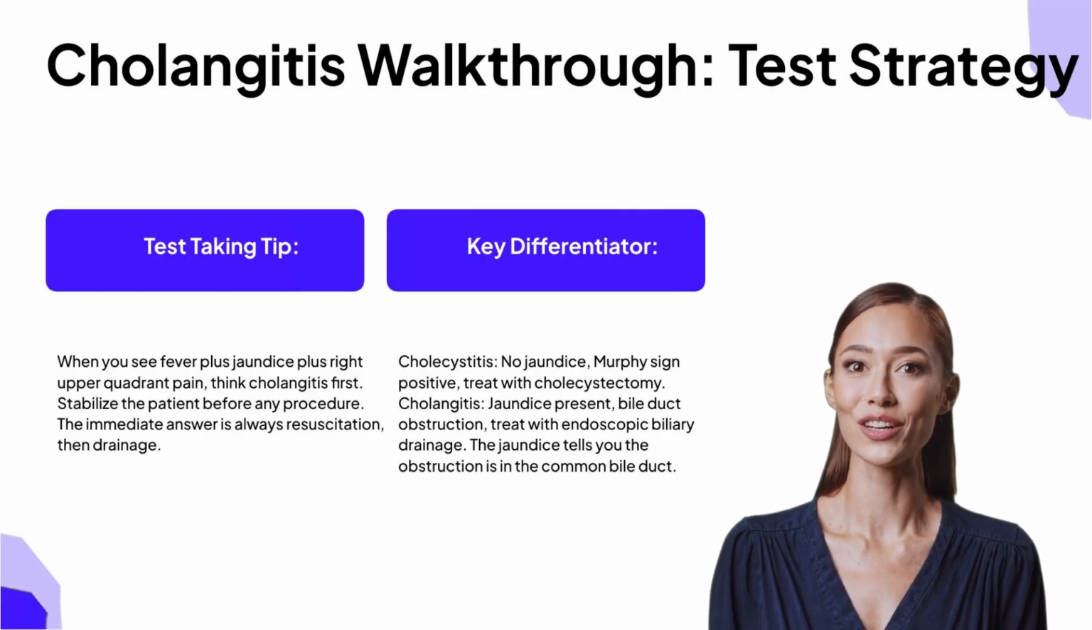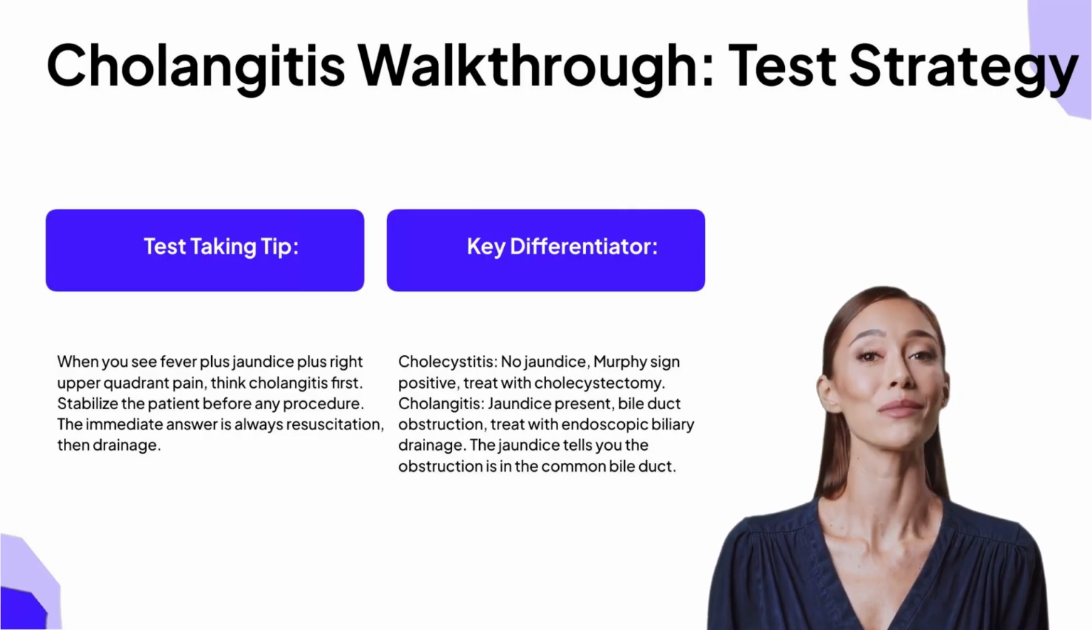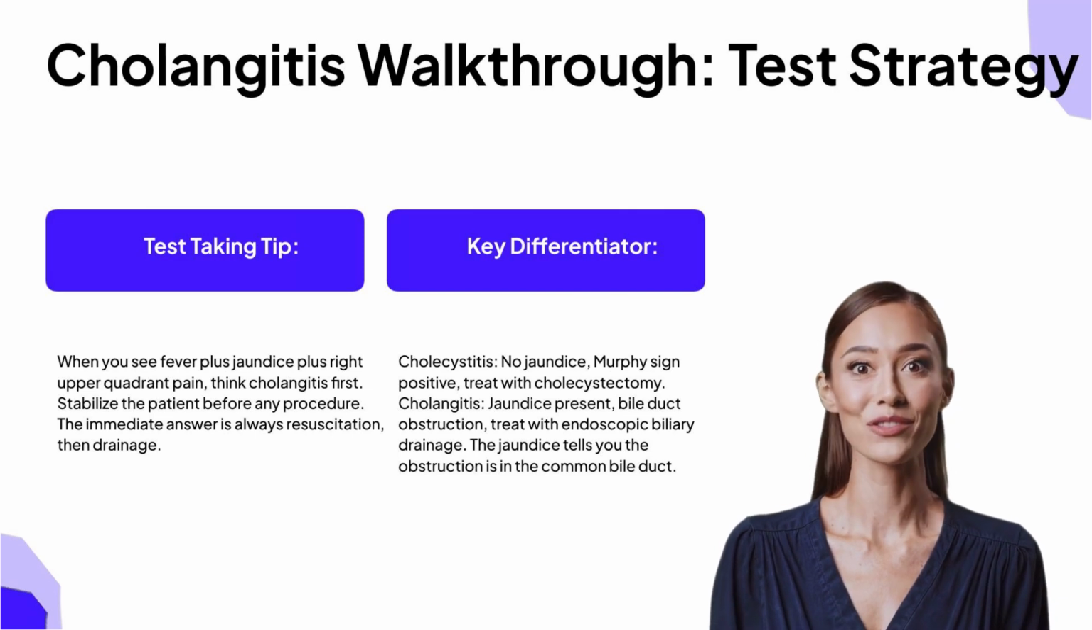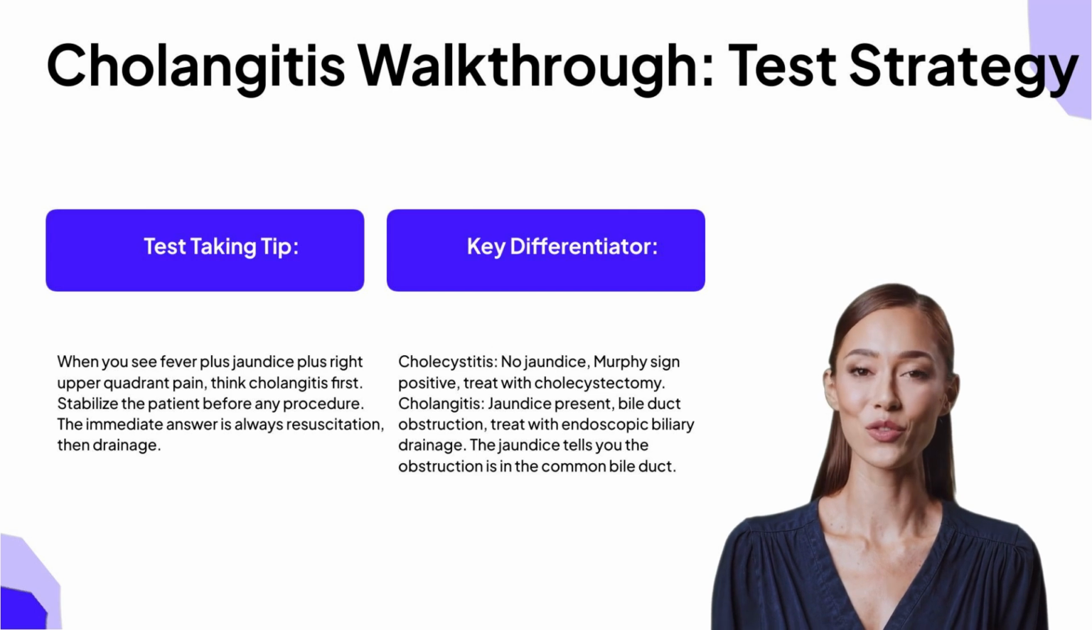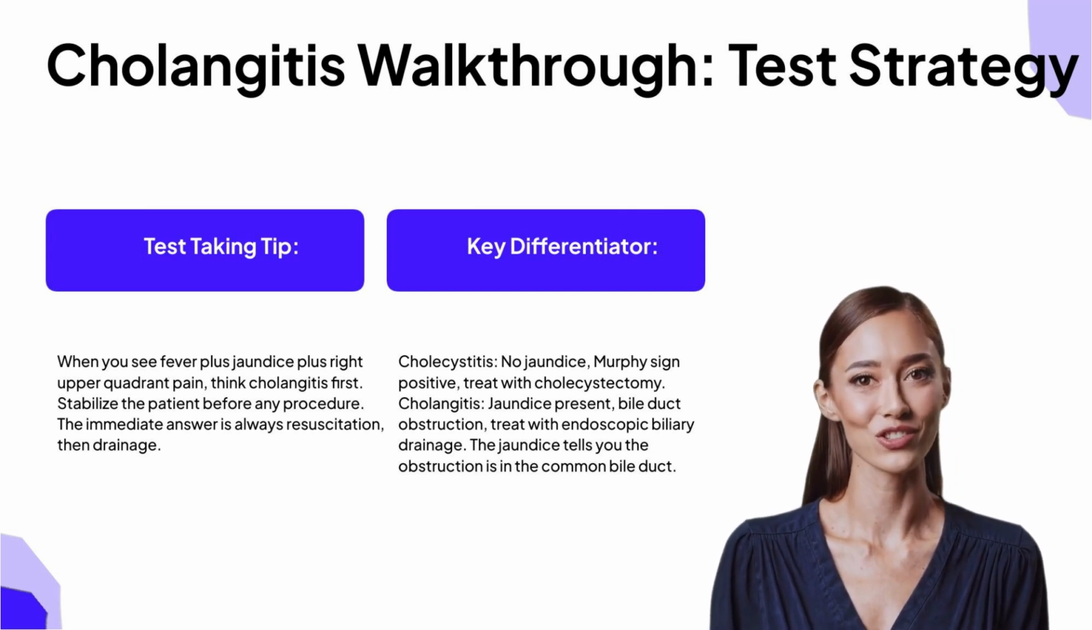Test-taking strategy for cholangitis. When you see fever plus jaundice plus right upper quadrant pain, think cholangitis first. Stabilize the patient before any procedure. The immediate answer is always resuscitation, then drainage.